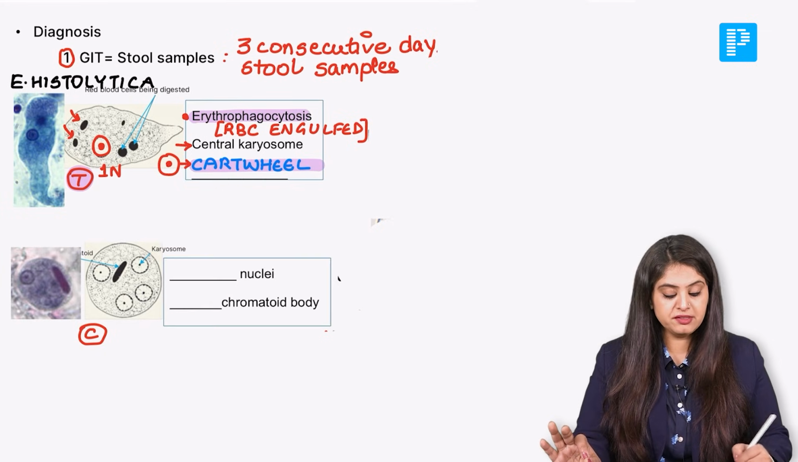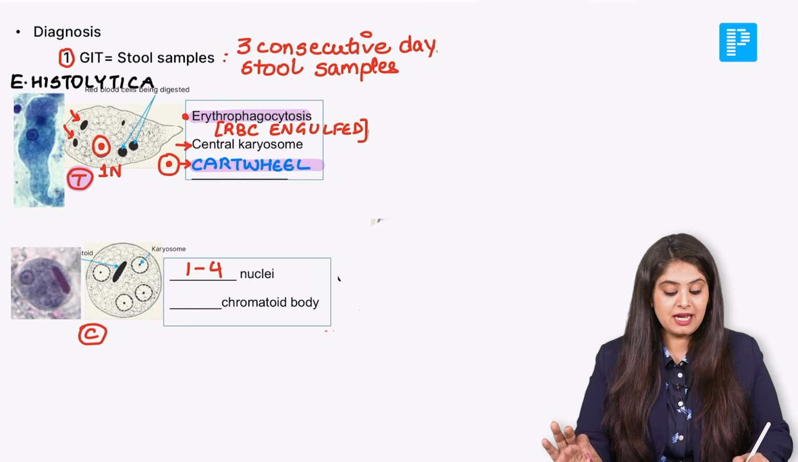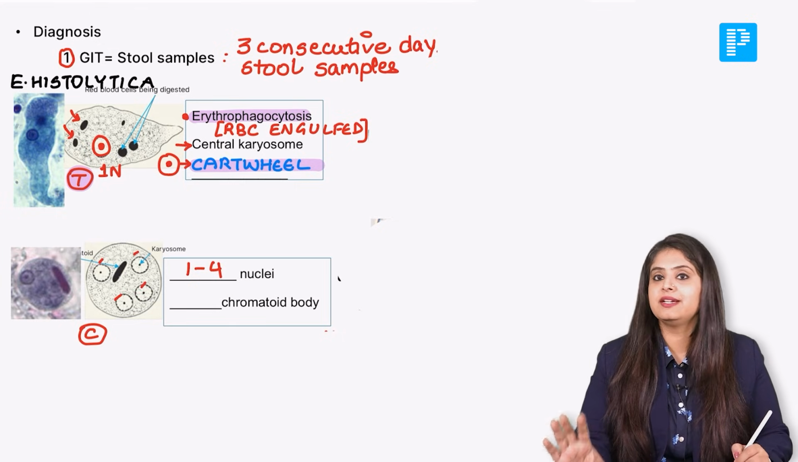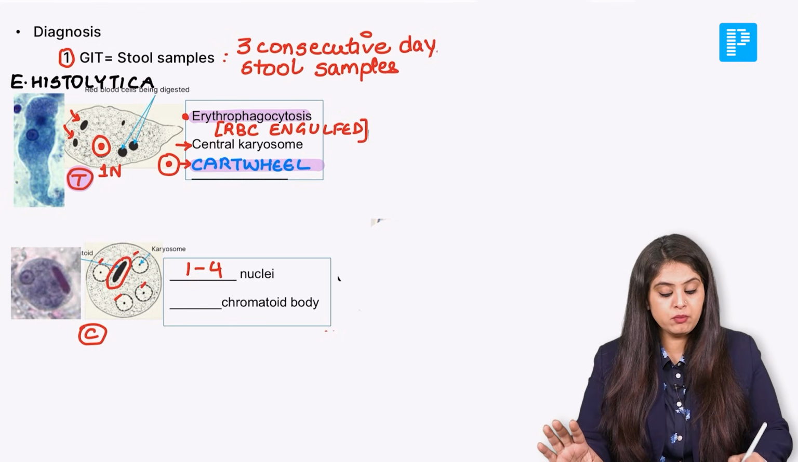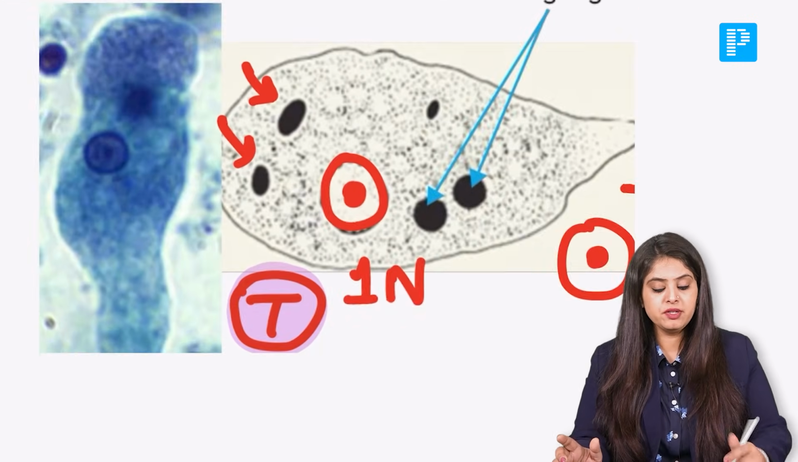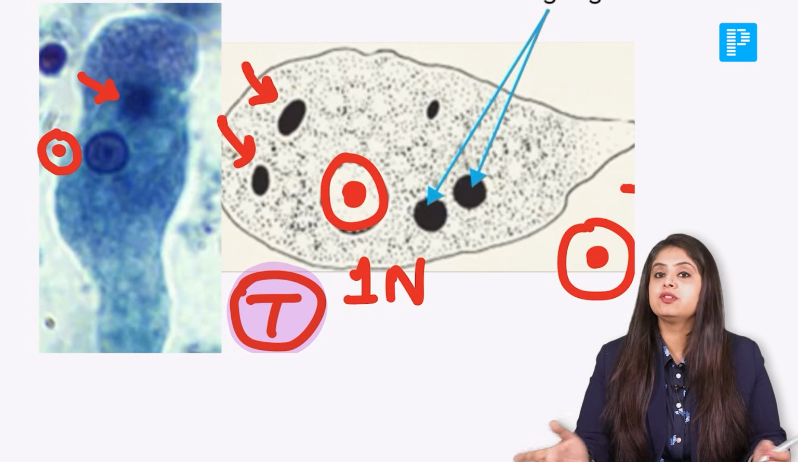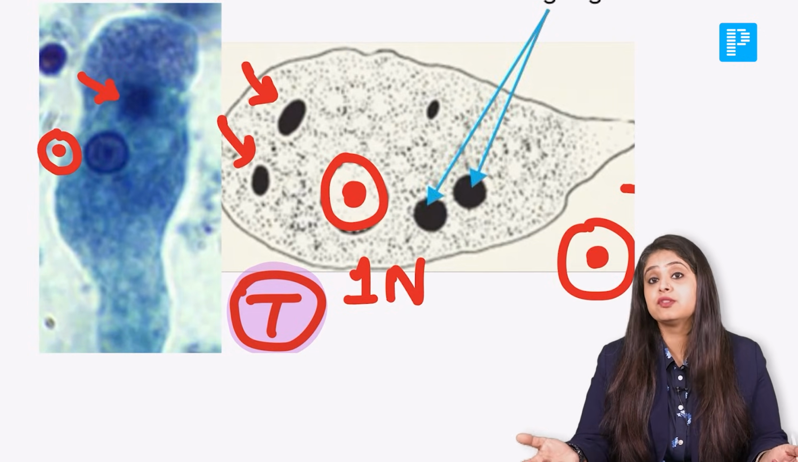Now let me talk about the cyst form, in which I can see anywhere between 1 to 4 nuclei. I can notice in this I have the 4 nuclei stage, and there is a very, very thick body which is known as the thick chromatoid body. That makes a cyst form. Let me show you real pictures. This over here, if you notice, is the red blood cell eaten up, and here you can see a nucleus with a central dot which is the cartwheel appearance. So this is the trophozoite.